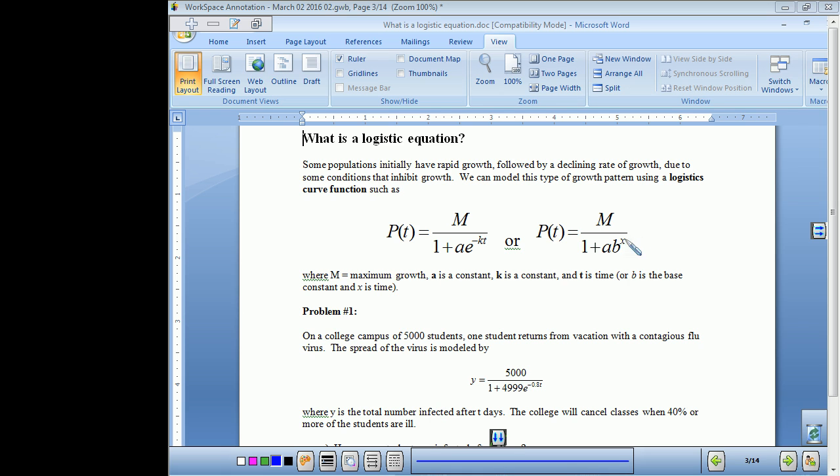And we've talked a little bit about this. Most of the time, things can't grow exponentially forever. They level off. And there's different reasons why they level off. So here we go. A logistic equation is going to model that type of growth.